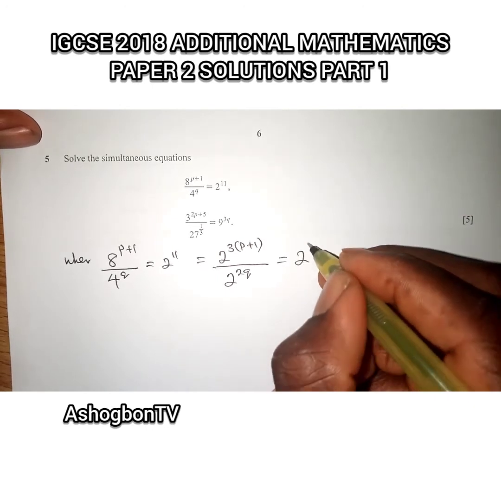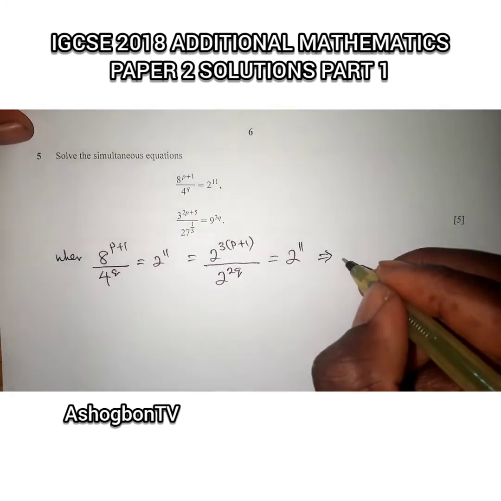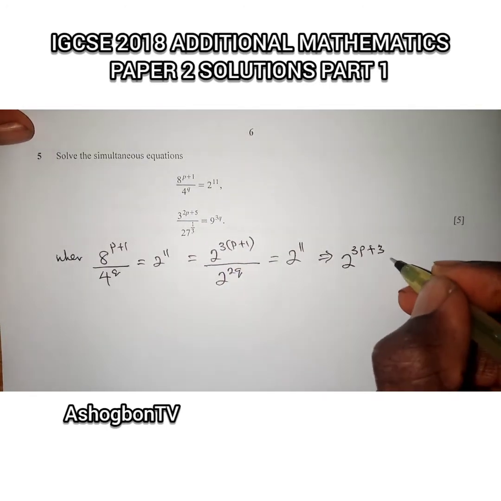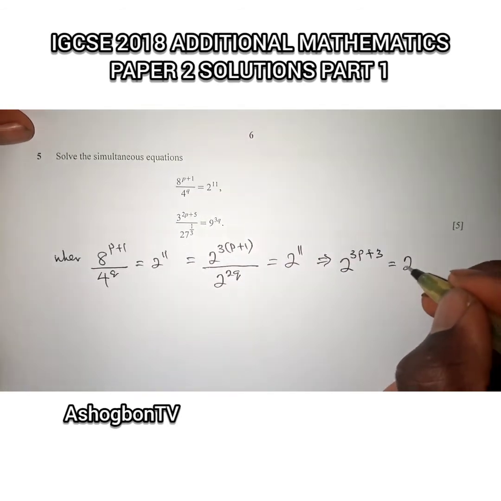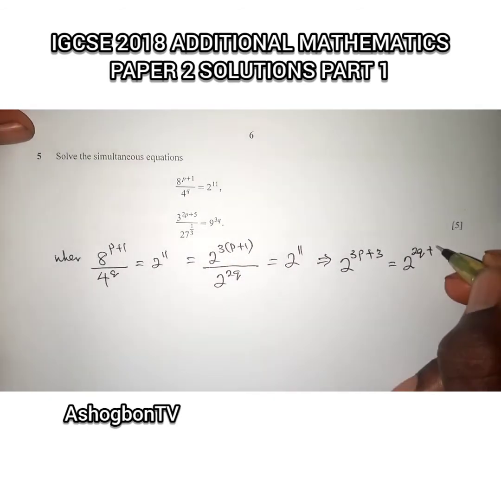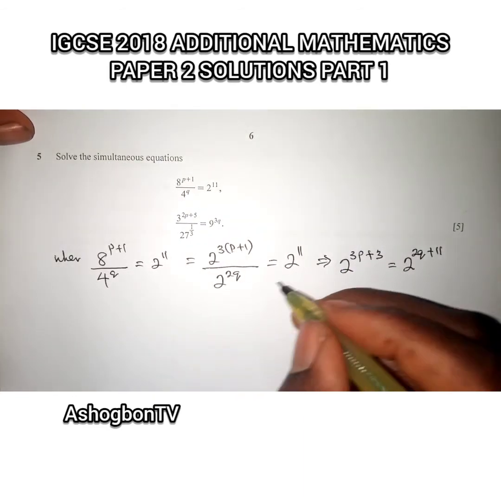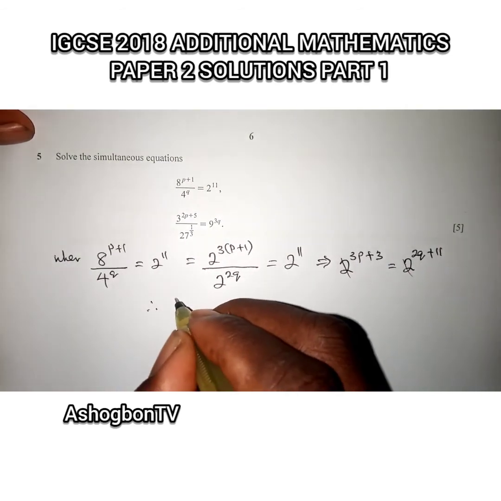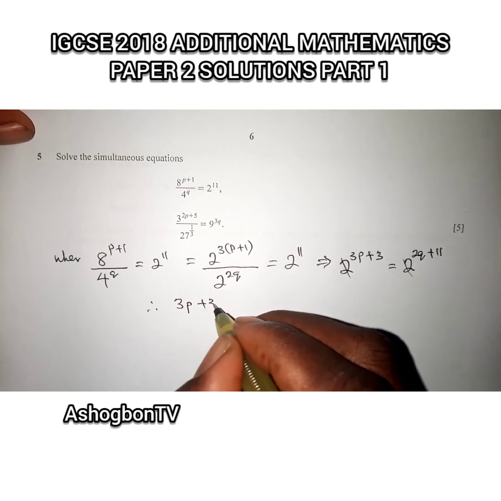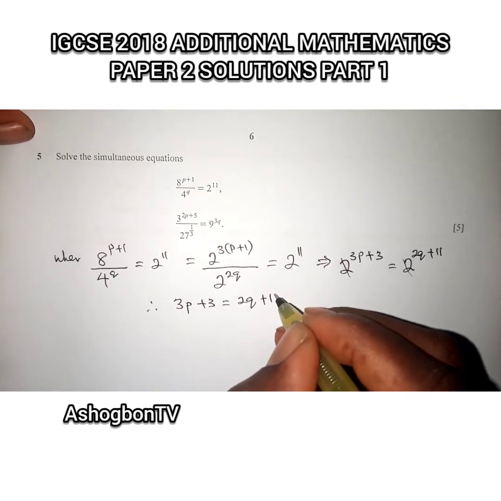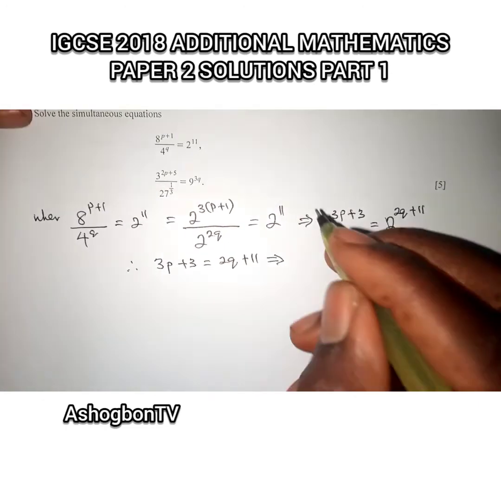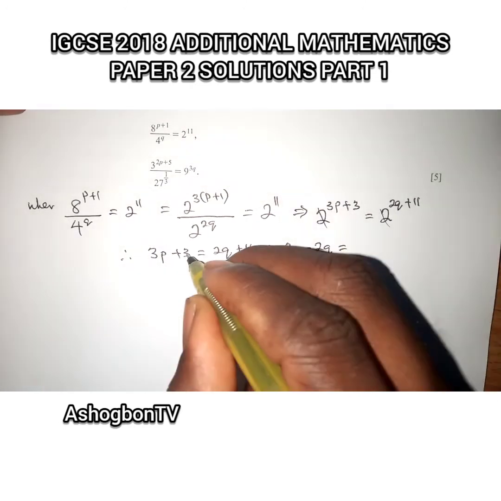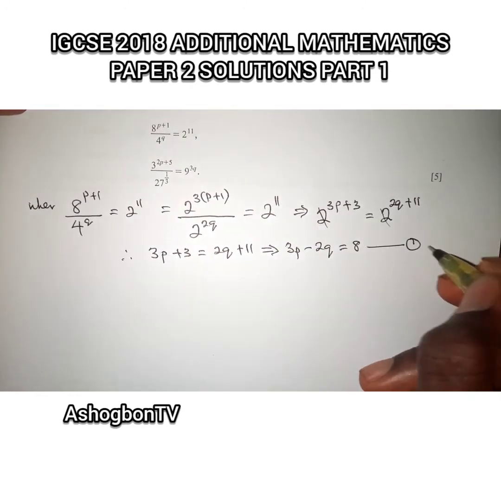That will be equal to 2 raised to power 11, and this simply implies that you have 2 raised to power 3p plus 3, equal to, if you cross multiply here, 2 raised to power 2q plus 11. That is applying the law of indices, since they have the same base. Cancelling the base, we have 3p plus 3 equals 2q plus 11. Let's collect like terms: 3p minus 2q equals 11 minus 3, that is 8. I'm calling this equation 1.